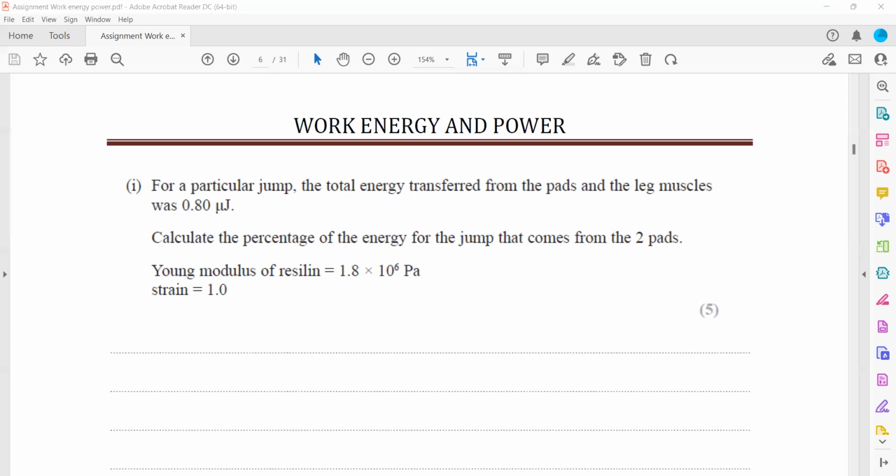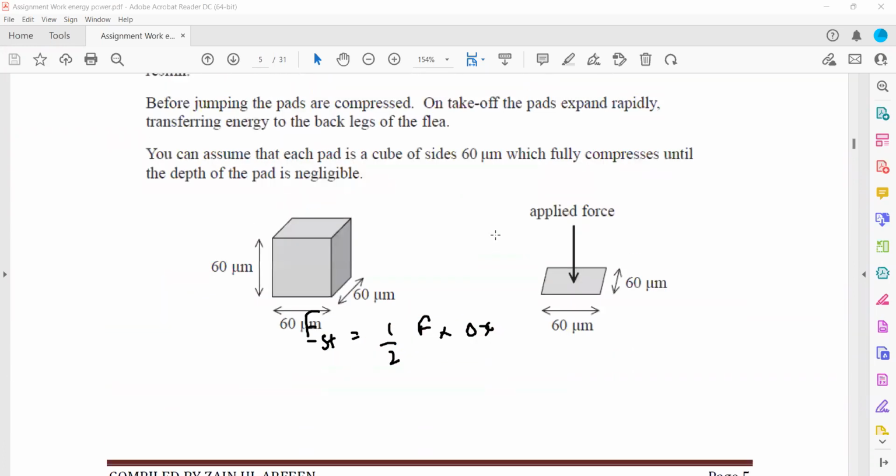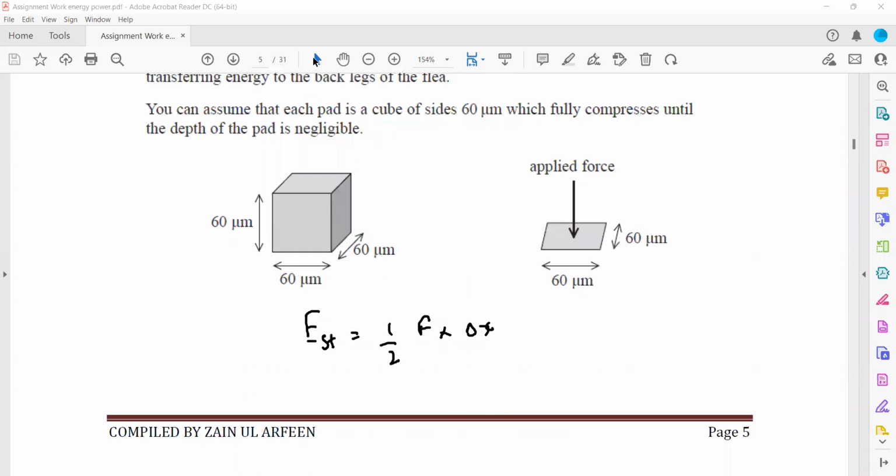So what we will do is work out the elastic strain energy, because when something is compressed or deformed, it will have elastic strain energy. Elastic strain energy is given by the formula half force into extension, or force into compression. We already have the compression because, as you see in the question, we assume that it does not change the area. Only thing that happened is it compressed by 60 micrometer. So 60 into 10 power minus 6 meter is the compression.